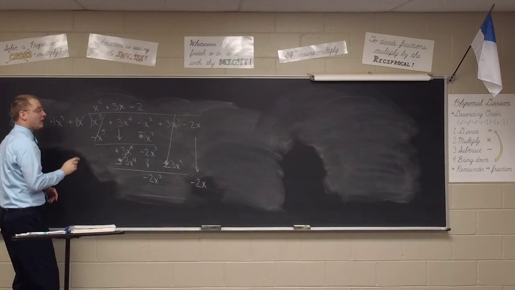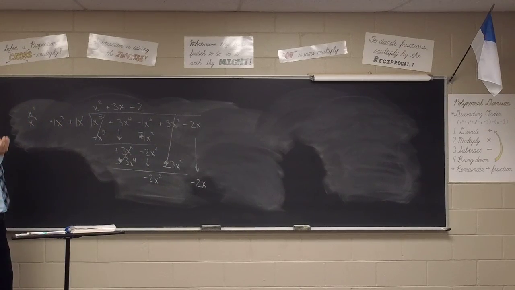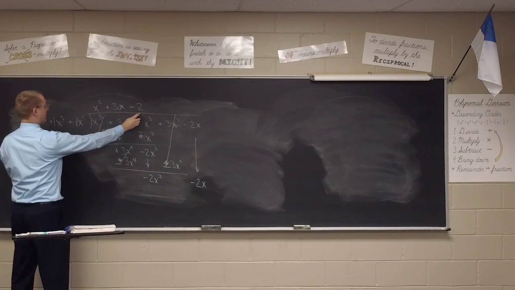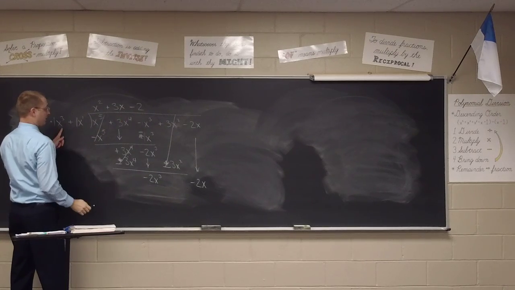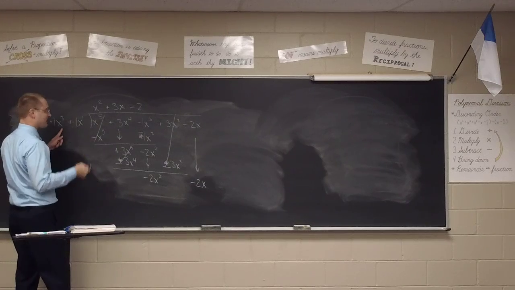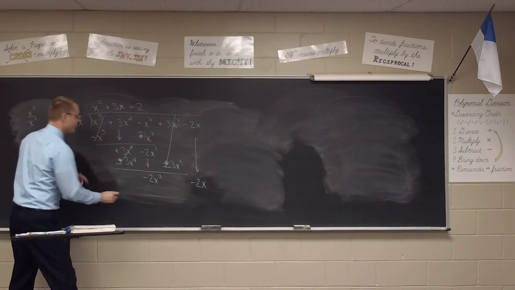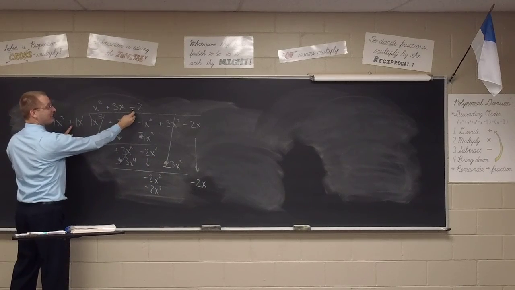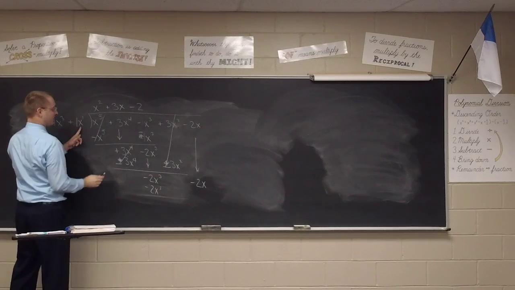-2. Now we multiply. Sign, number, letter. X cubed. 3 is not a letter. So -2 x cubed. All right? Then sign, number, letter.